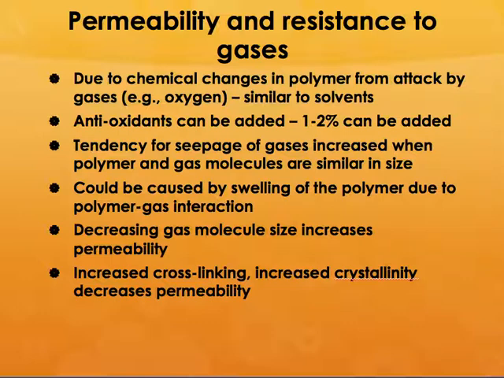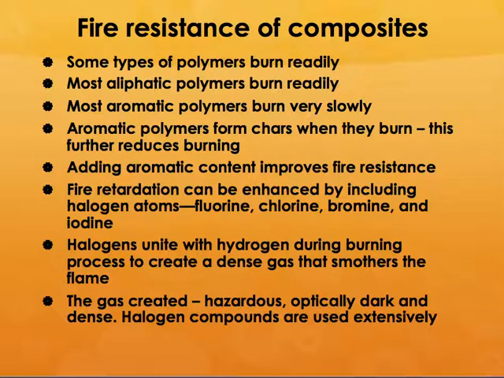If you have more cross-linking, if you have more higher crystallinity, then it will reduce the permeability of the composite material itself. The other property that you would find, especially in transportation type of applications, you have to have good resistance towards fire and burning. And that's because some of these types of polymers burn readily, and even if they do not burn readily, it might give up noxious fumes. So the noxious fumes are also not going to be an extremely good thing.